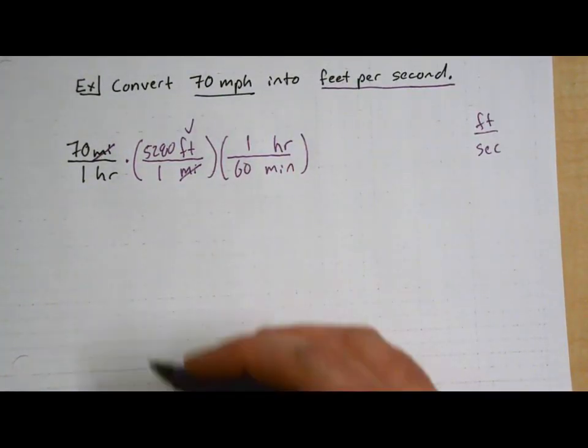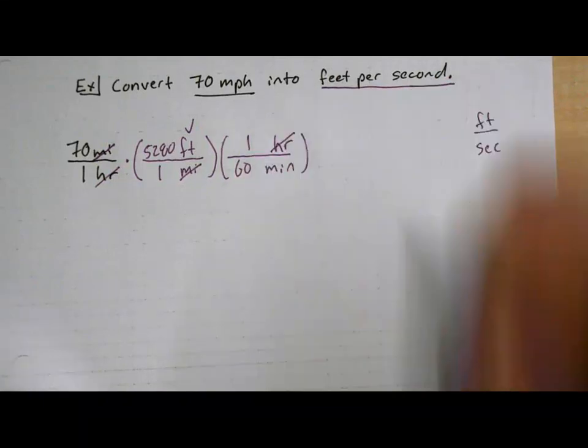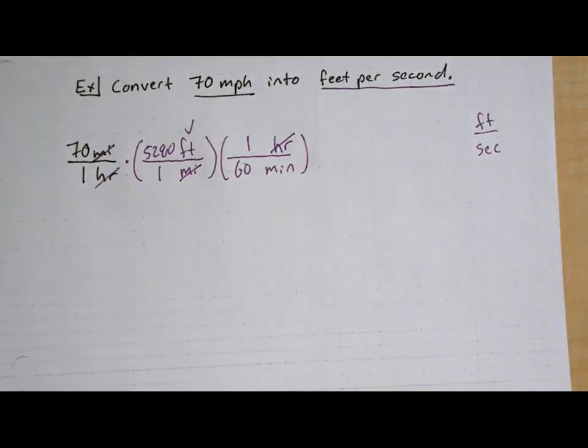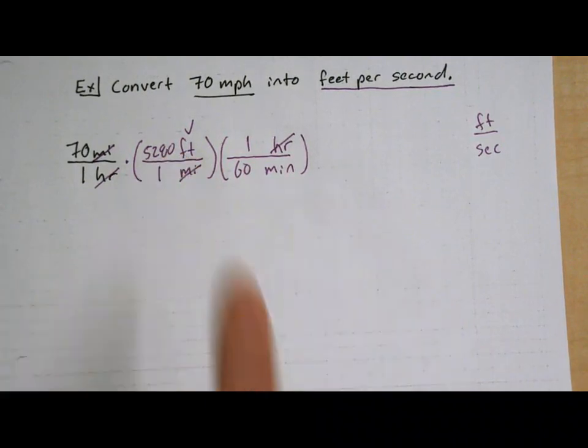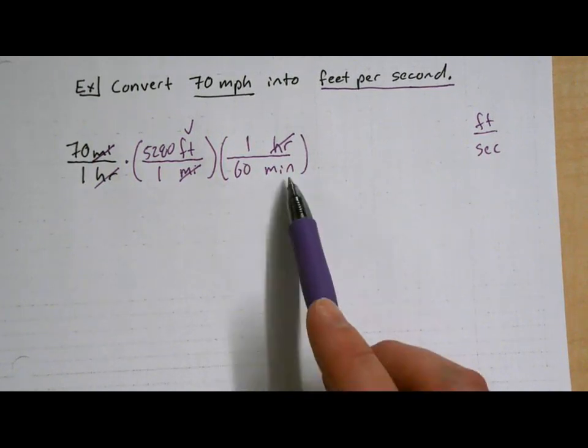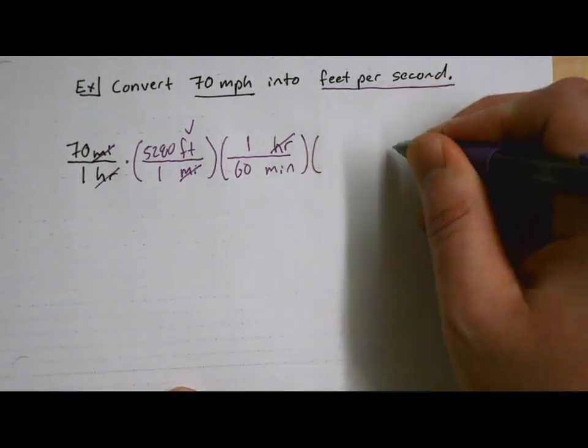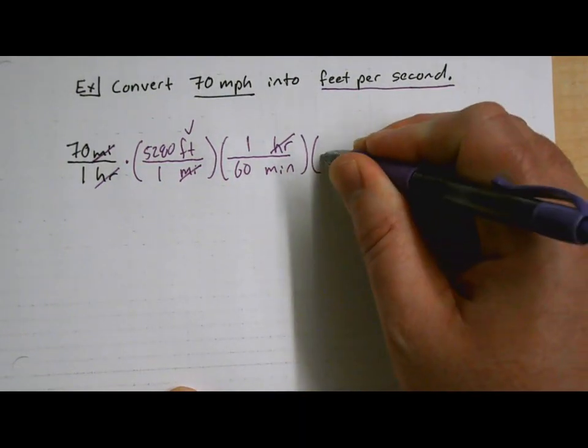And now I can cancel hours. If I were to multiply out these 3 fractions, my units currently would be in feet per minute. We're close. We need feet per second, so let's focus on getting rid of the minutes. So one more fraction, one more fancy one should do it.